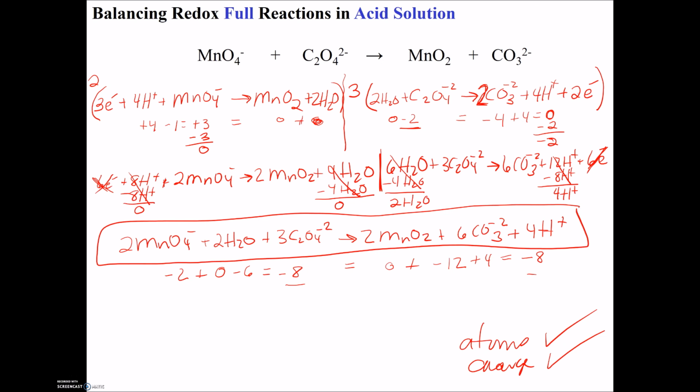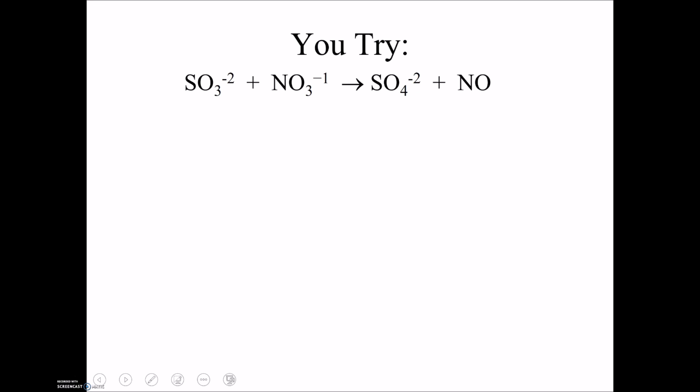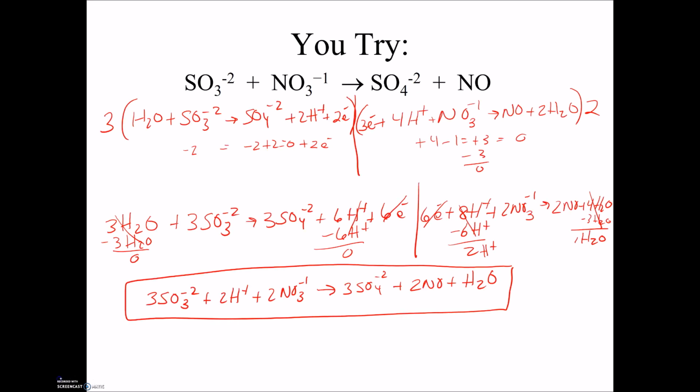You want to do another one? I'll let you try this one for real, and then check and see if you got the right answer. So pause the video, see if you can do this one by yourself. If you did this right, you should have 3SO3 minus 2 plus 2H plus 2NO3 minus 1 yields 3SO4 minus 2 plus 2 NO plus 1 H2O.